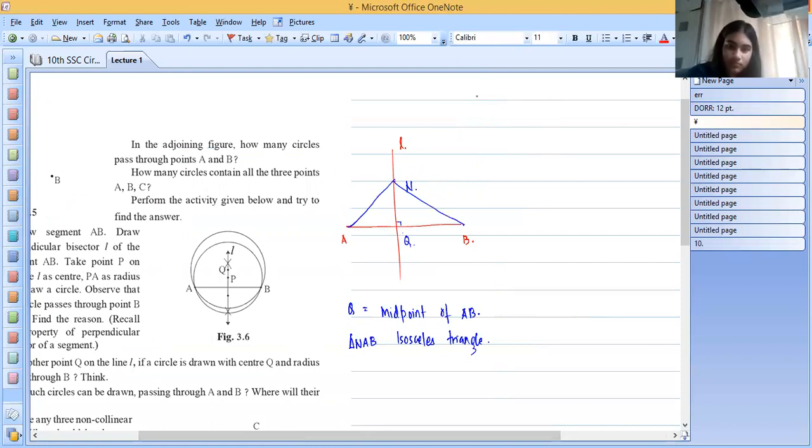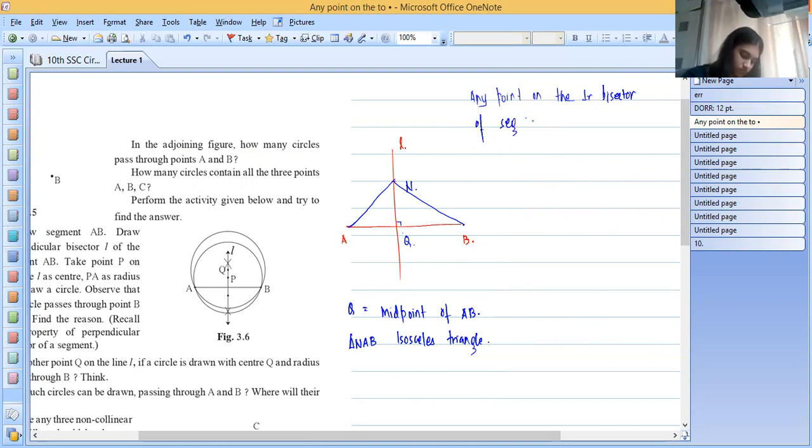Any point on the perpendicular bisector of segment AB is equidistant from the endpoints of segment AB.